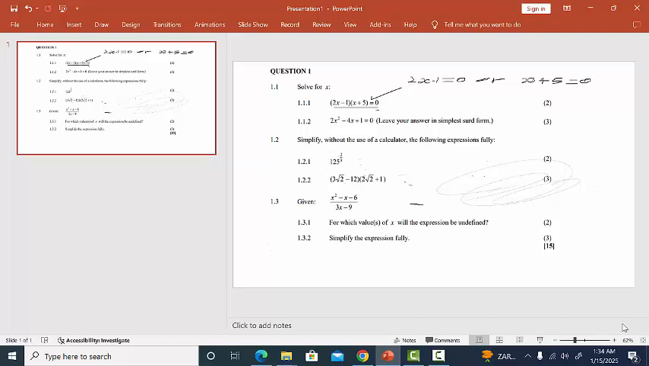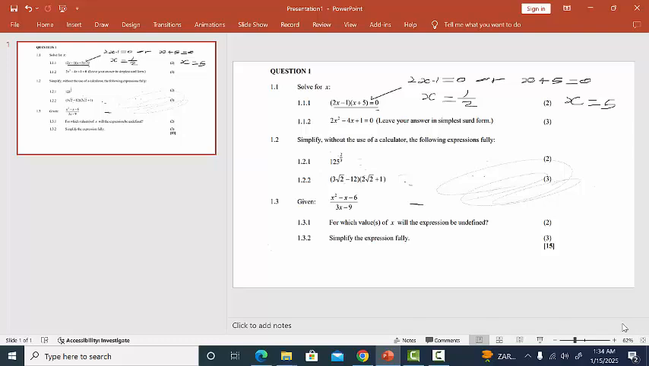From this point you are done, because if you take your constants to the right, the 1 becomes positive and the x will be equals to a half. Here x will be equals to -5. And then let's look at the next question, 1.1.2.